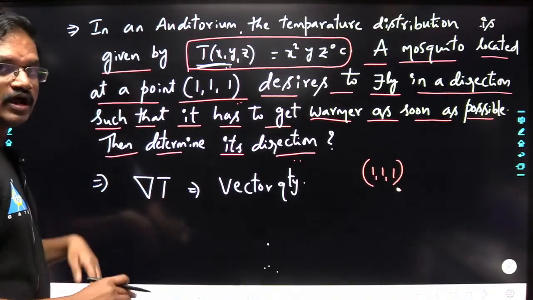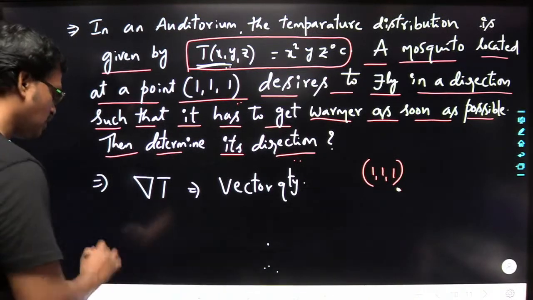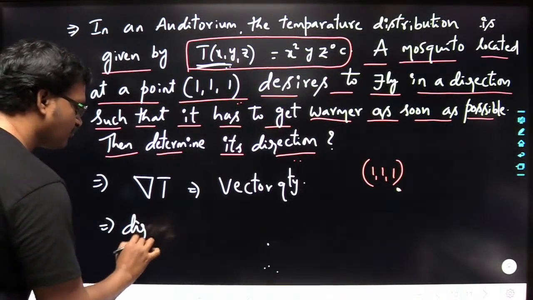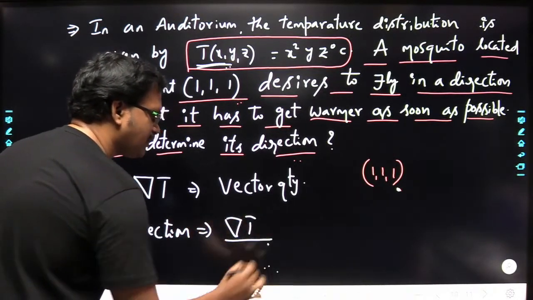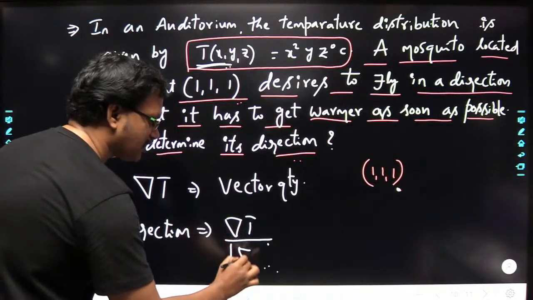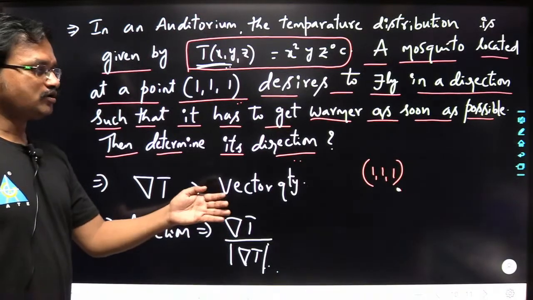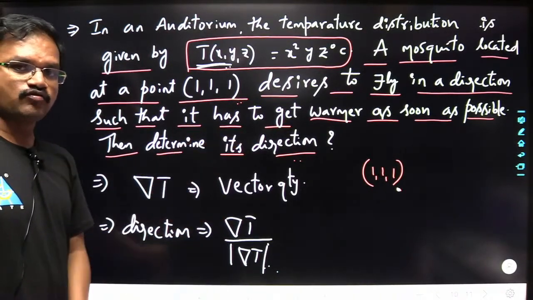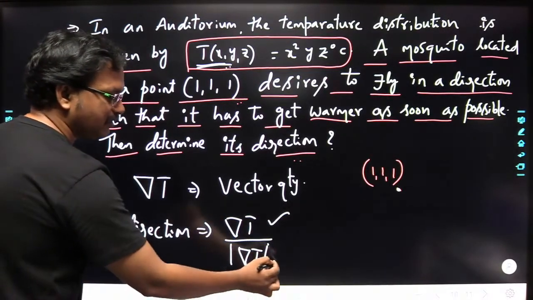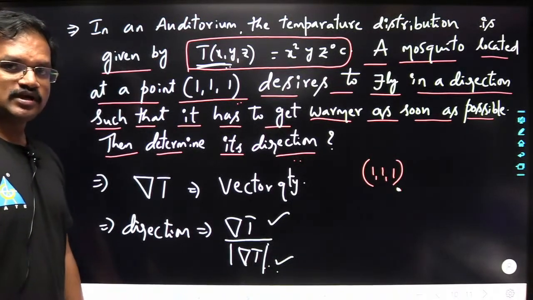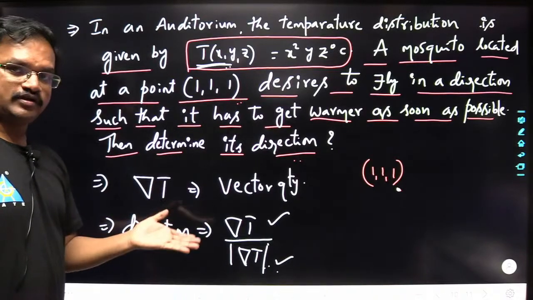Of gradient. Yes or no? Direction is always represented by a unit vector. So if you want the direction, you have to take the gradient of T divided by its magnitude. This is going to give you the direction in which it has to fly such that it gets warmer as soon as possible. That means they are asking to determine gradient of T by magnitude of gradient of T. Yes or no? Okay, that means you have to determine the unit vector along gradient of T, right?